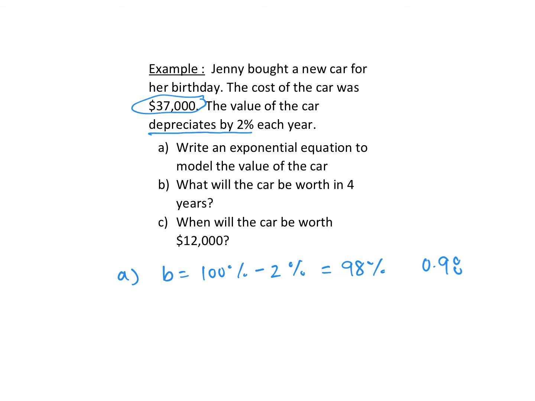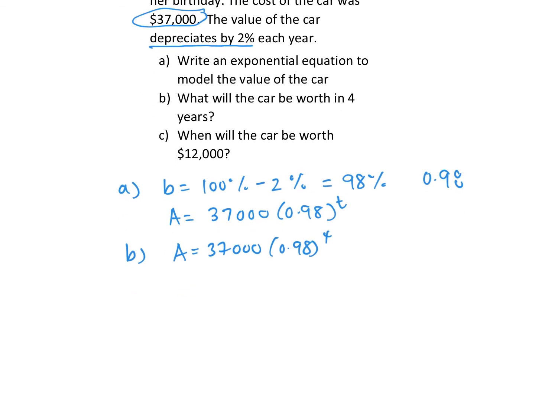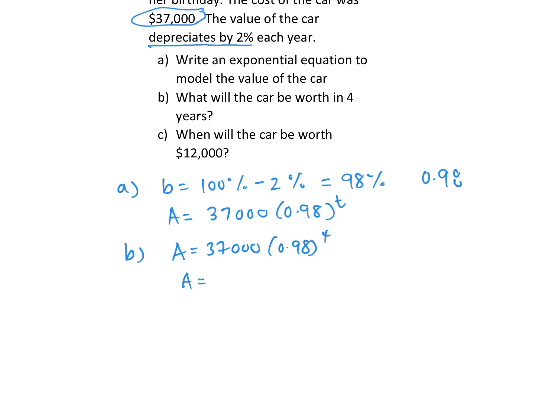So my model would be, let's say A is the amount of the car. The starting amount is 37,000. It is depreciating to 98%, and T for years. It wants us to know what the car will be worth in 4 years, so we're just going to use the same model but put in 4 for time. And then we can just determine that using our calculator. Works out to be about 34,127.62.